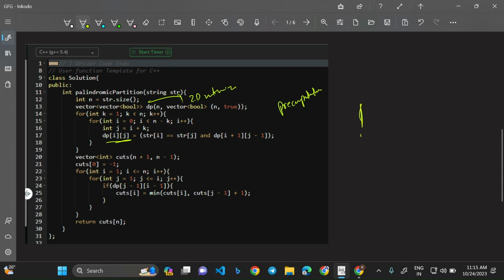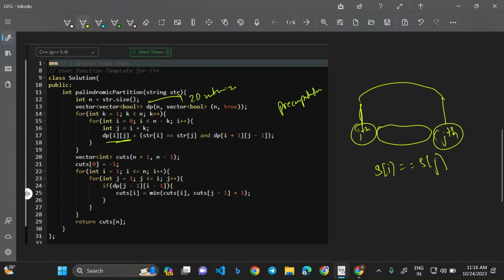So let us assume this is the starting point, i, and this is the jth point. Now I wanted to know if this is a palindromic substring or not. What will I check? I'll be checking if these two elements are equal. So S of i must be equal to S of j, and also the middle part is a palindrome, and this can be checked by DP.